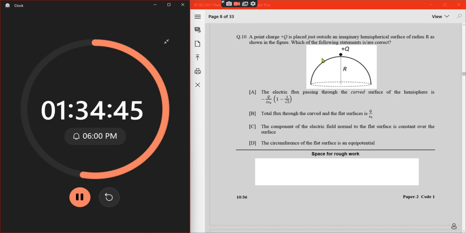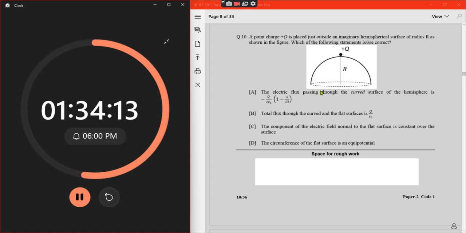A point charge Q is placed just outside an imaginary hemispherical surface of radius R as shown in the figure. The following statements are correct. Plus Q placed just outside an imaginary hemispherical surface of radius R. Okay, it's a spherical surface, this is the charge. Electric flux passing through the curved surface of the hemisphere is this thing. Okay, got it, this is also under consideration.